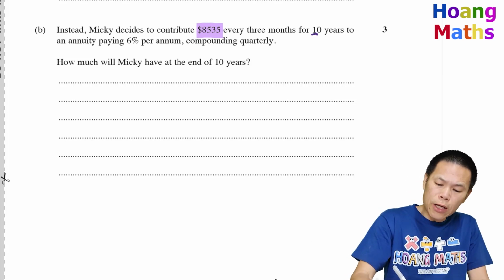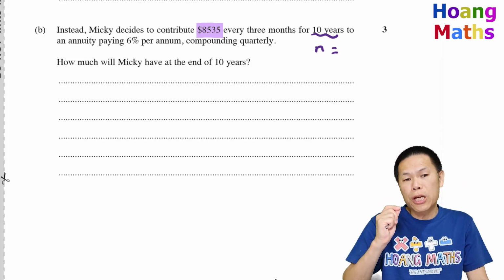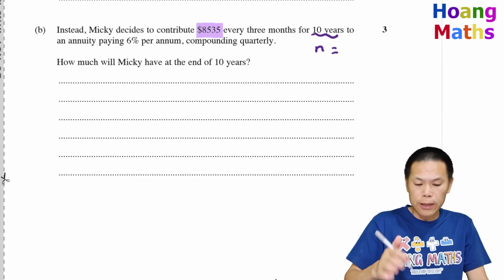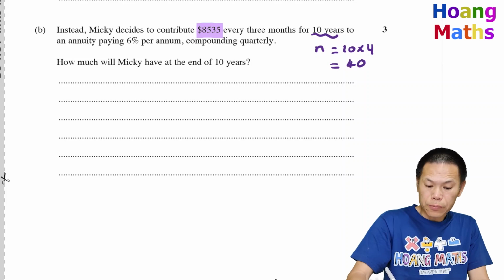So in other words, this time n is not 10 anymore, because each year we have 4 quarters. So 4 times each year. So n is 10, we times by 4. So altogether n is 40.